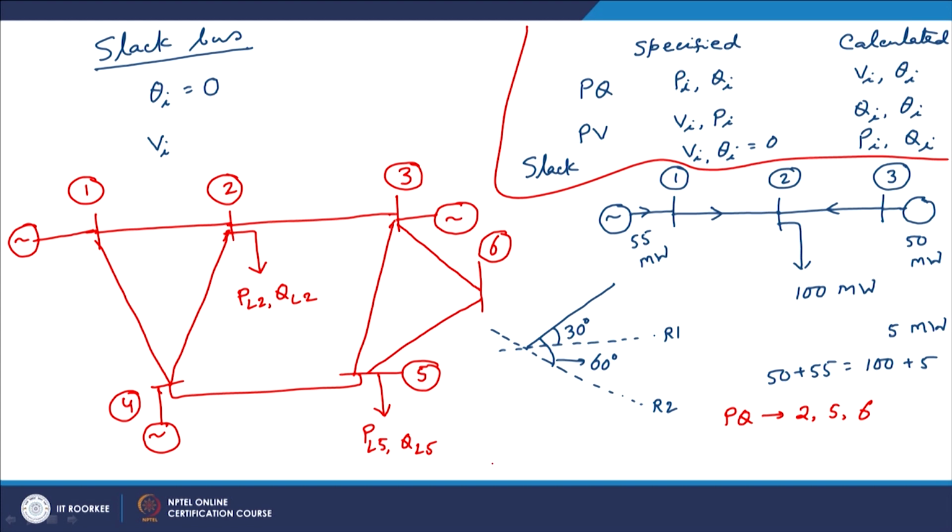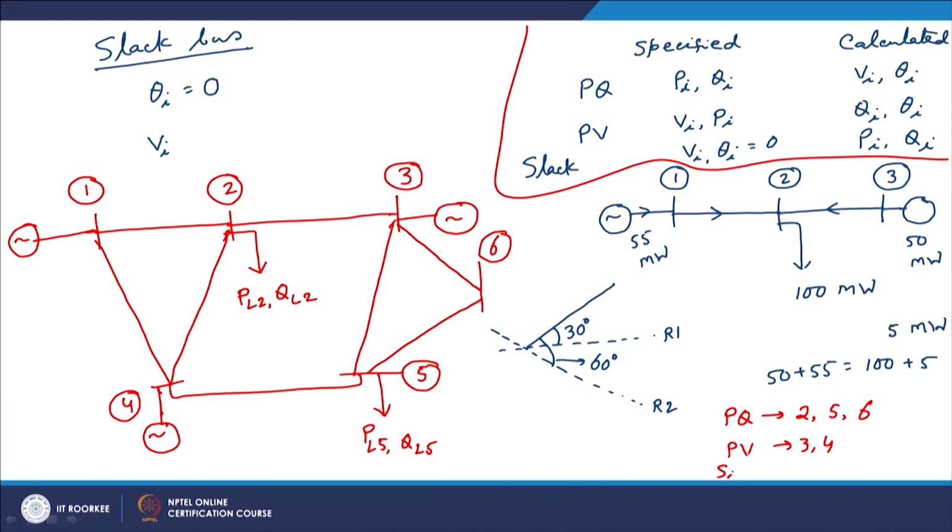And my PV buses are, let us say, bus 3 and bus 4. These are basically the generator buses. At bus 3, what would be the value of Pi? Pi would be nothing but equal to PGi. What would be the value of Vi? Vi is basically the value of the voltage at which the terminal voltage is maintained by the excitation system. This value is known to us. And for bus 4, the same thing: the value of P4 is equal to PG4, and the value of V4 is essentially the terminal voltage at which the excitation system of this generator is maintaining this particular voltage magnitude.